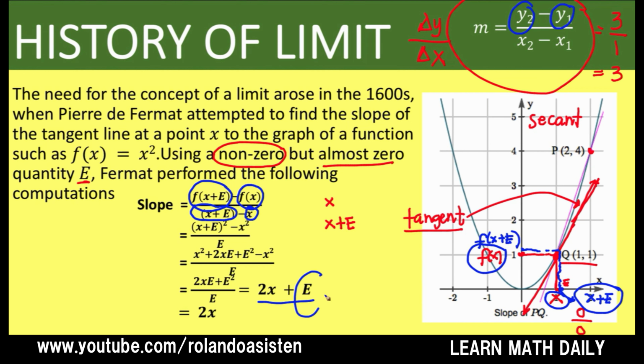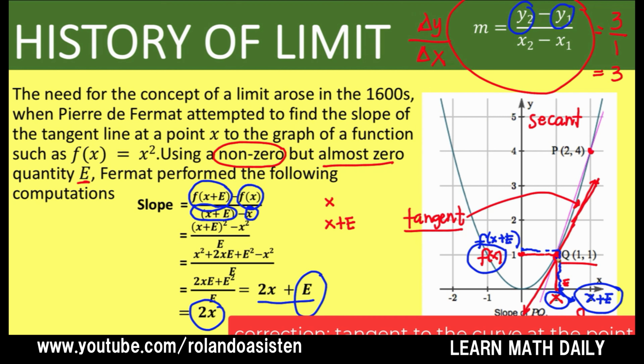But going back to the definition of e, e is a non-zero, but almost zero quantity. So this value is close to 0. Its magnitude is almost negligible, such that this 2x plus e is basically 2x. And therefore, Pierre de Fermat now concludes that the slope of the line tangent to the point at x is computed using the formula 2x.